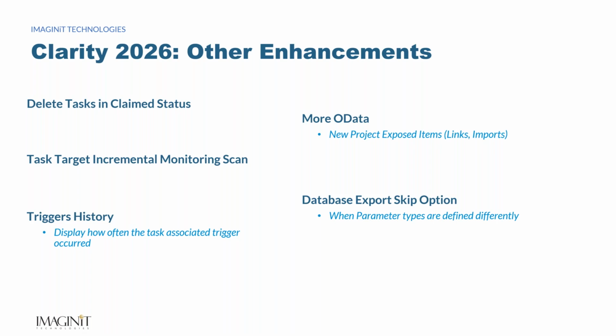Database export skip option. This is an option on the database export. If you've ever had experience with the issue of when you export a model and the type is one type for a parameter and another type in another model for the same parameter name, and we've already created the tables and it causes a conflict. In this case, you can skip it if you don't really care about that parameter. It'll just continue on with the database export so that your task will complete.